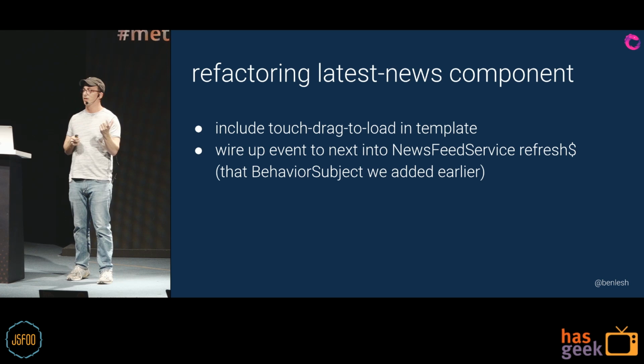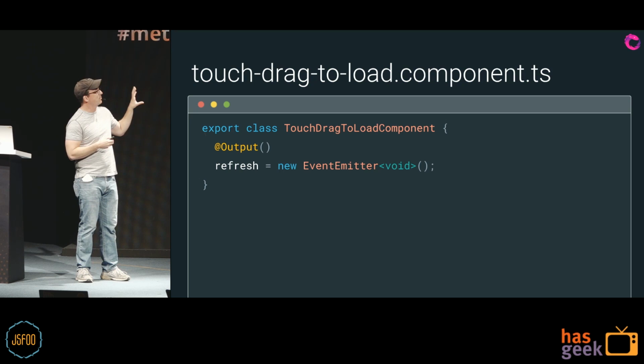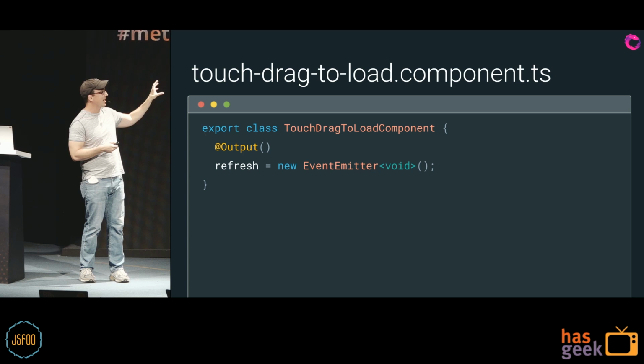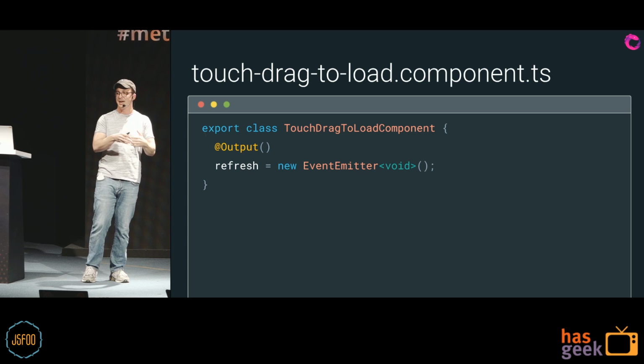So here's the basic backing class for our touch drag to load component. What I've done here is I have this refresh event. In Angular, when you define an event, you say it has this Output, and you give it an EventEmitter. And that means that in the template, someone can bind to refresh and pass a method to it that can be called.